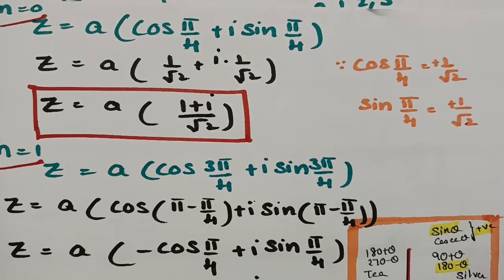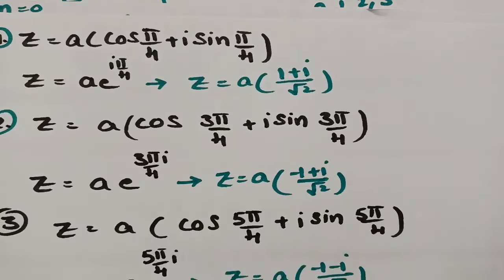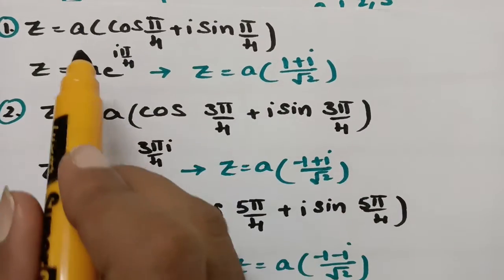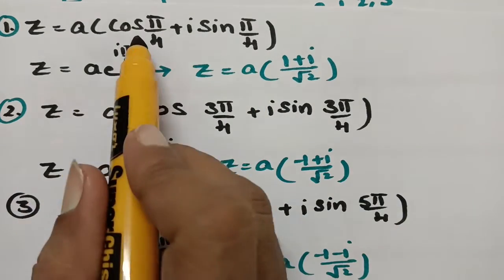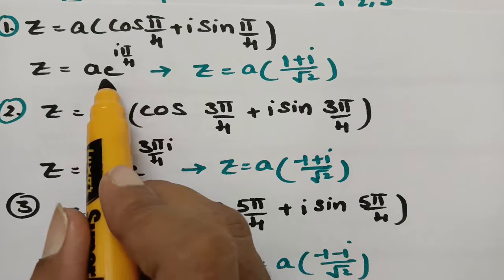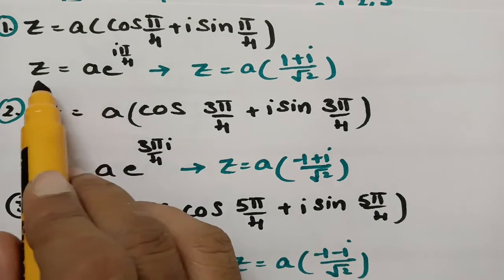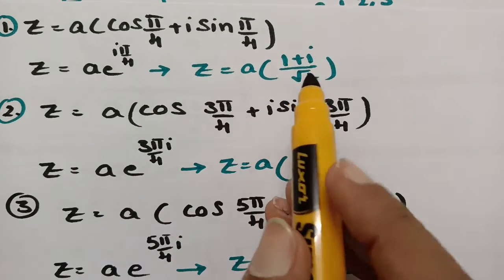So we got all the pole values ready. Using this trigonometric table, which is also very important, the first pole value can be written as a times cos pi by 4 plus i sin pi by 4. Cos theta plus i sin theta can be written as e power i theta. So the z value is this one and the pole value is this one.